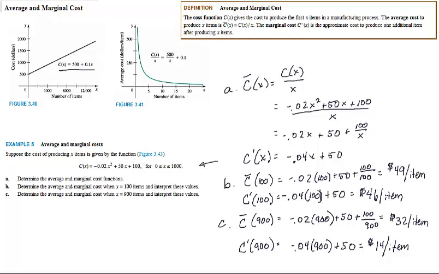And I believe that's all for section 3.5. Let me know if you have any questions about these.